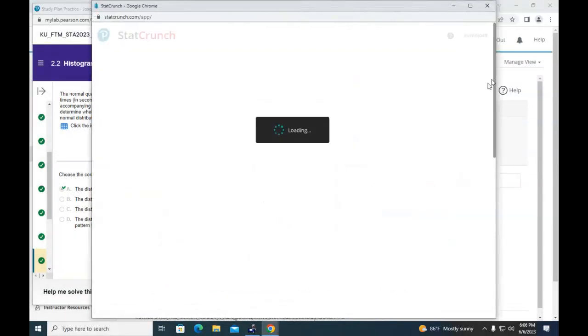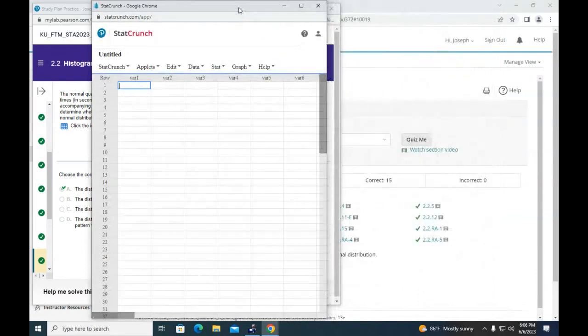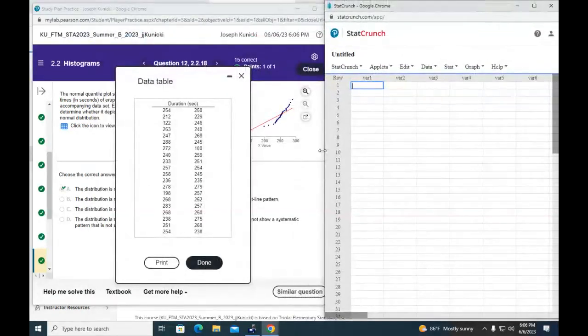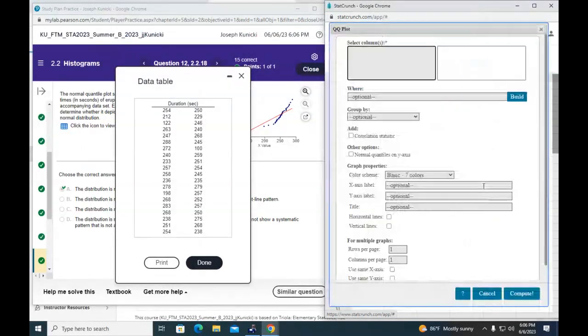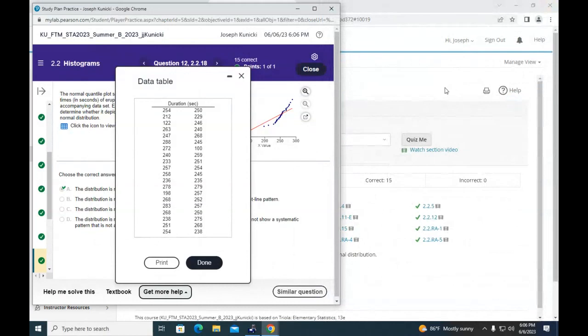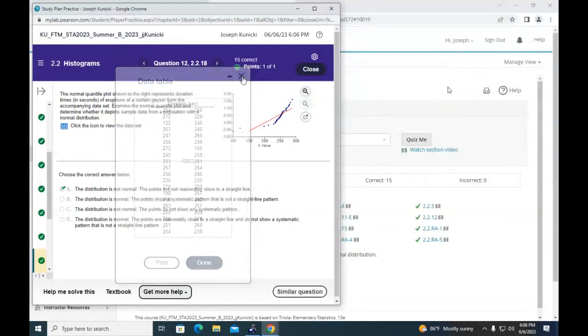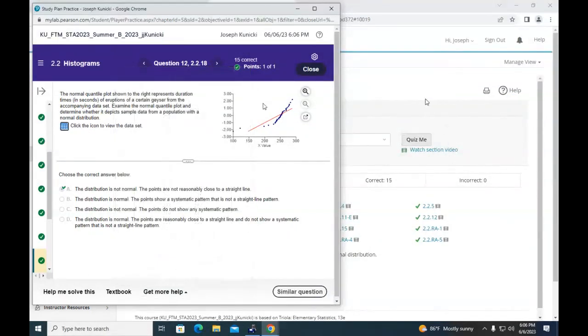If I open up StatCrunch, I can show you that in the graphing section, see down here, QQ plot. So you can do a QQ plot. It's something we're going to be doing later on, so I'll introduce it now. You can just digest it. Just remember that we want to see visually how close we fit to the red line.